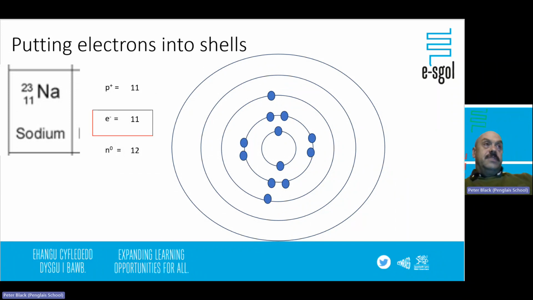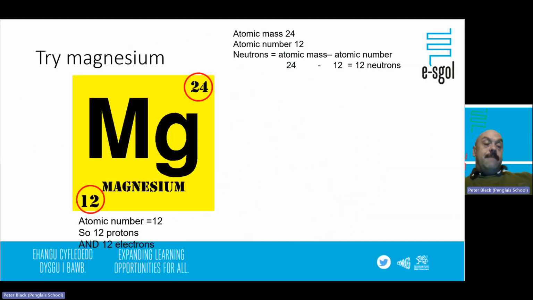So we've got too many electrons here. This is wrong. Okay, so we need to make sure that we've got 11 electrons. So there's our sodium atom now. So when you're in the exam, please make sure that you don't do something as silly as put the neutrons on the shells. Make sure you put your electrons on. Okay, so let's do another example now.